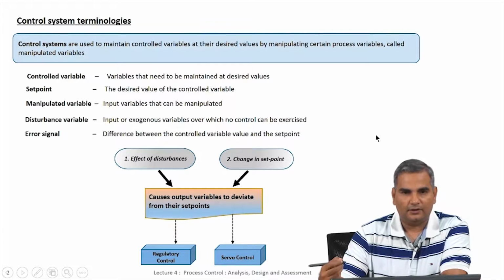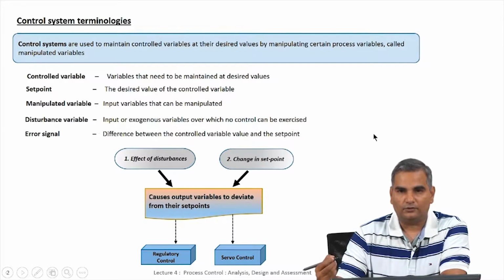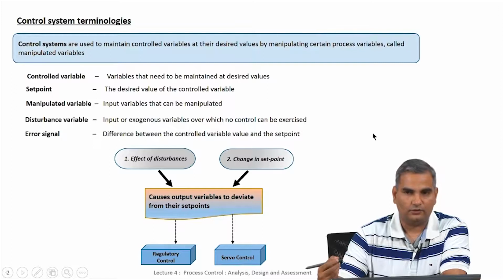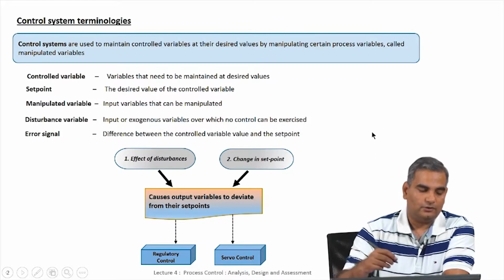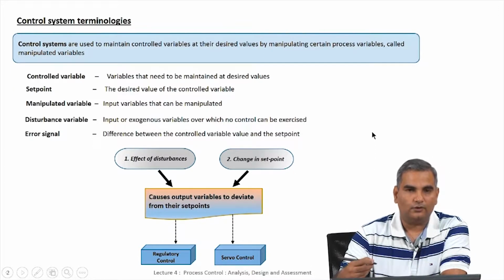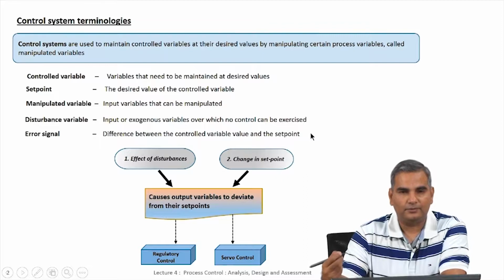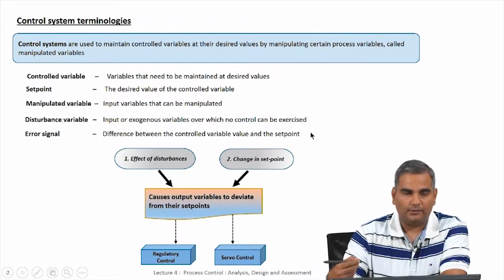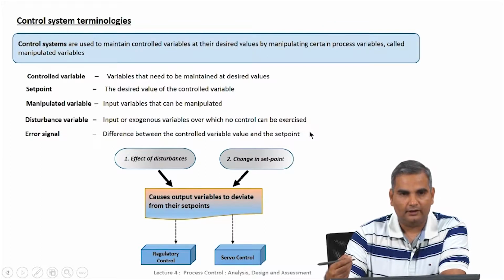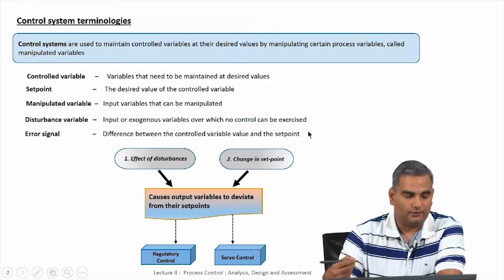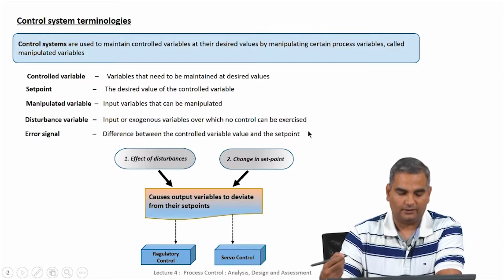Disturbance variables are input or exogenous variables, that is, outside the control of the system, over which we have no control. So, you cannot change those variables. What you need to do is control your control variable at its set point even when you have these disturbances acting. And error signal is the difference between the actual control variable value and the set point. So, whatever you want the control variable to take and how far away from it you are is what is given by the error signal.